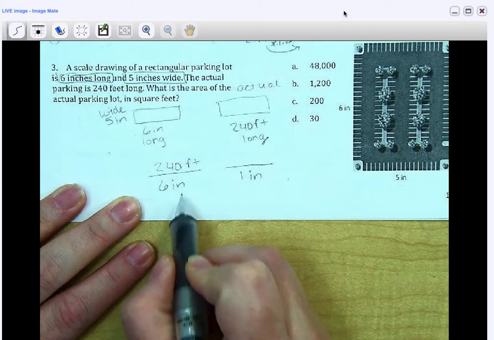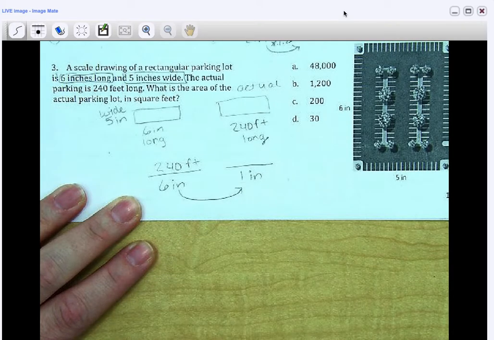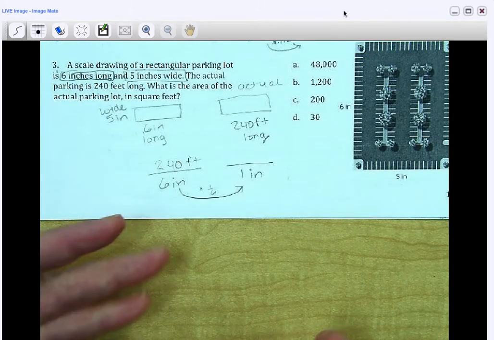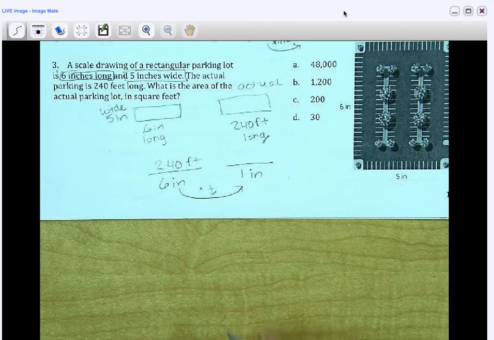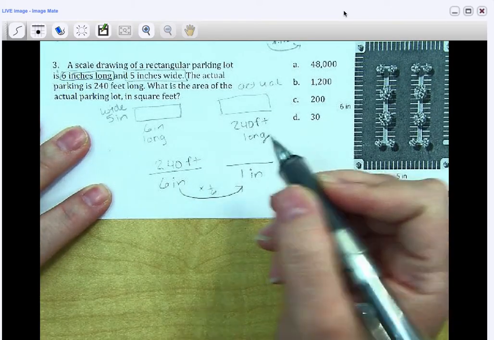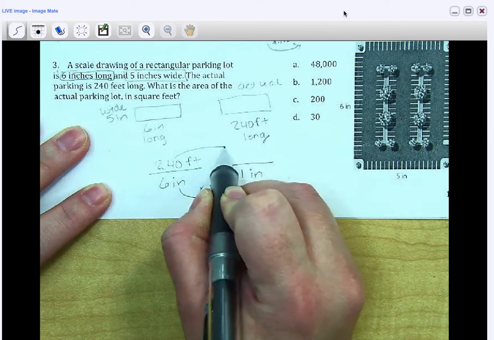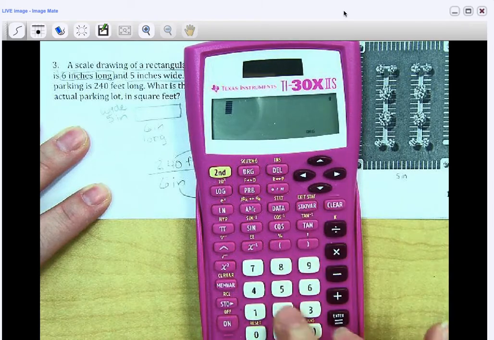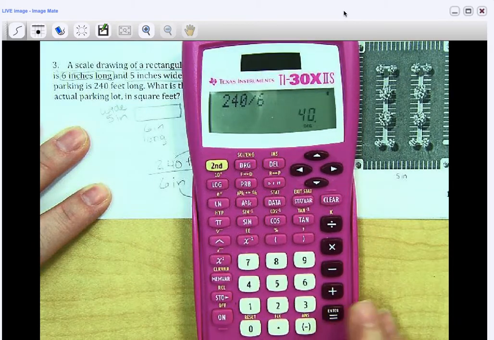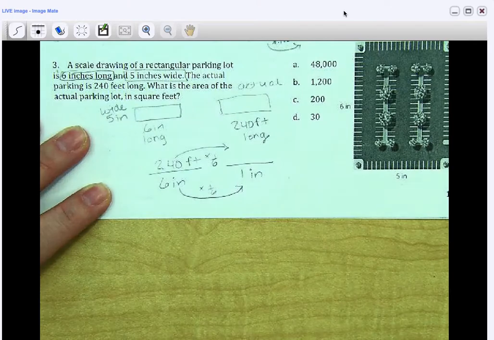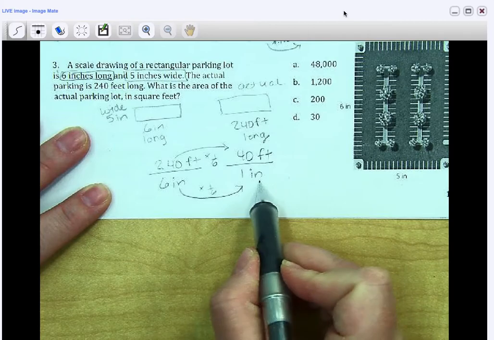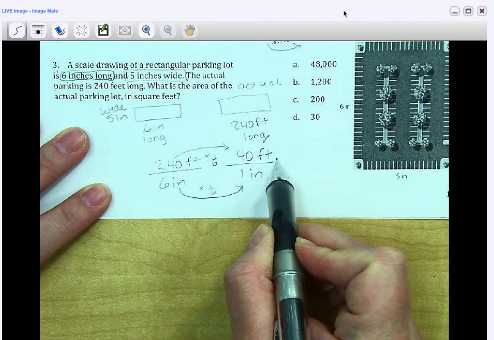So then you say, okay, how do I get from 6 to 1? Well, I'm going to then multiply by 1/6, or you could say divide by 6, but we'd prefer that you keep it as multiply by 1/6. But we should all know now that that's the same as dividing by 6. So 240 times 1/6 is essentially the same as 240 divided by 6. So you should get 40. So here's what that means. This scale drawing, for every 1 inch, that's going to be equal to 40 feet.